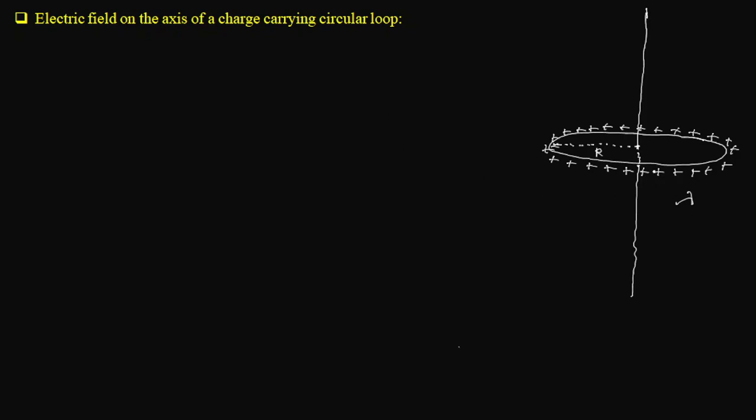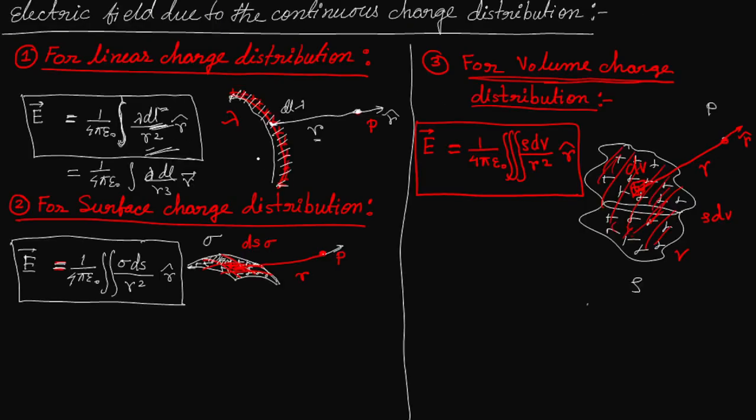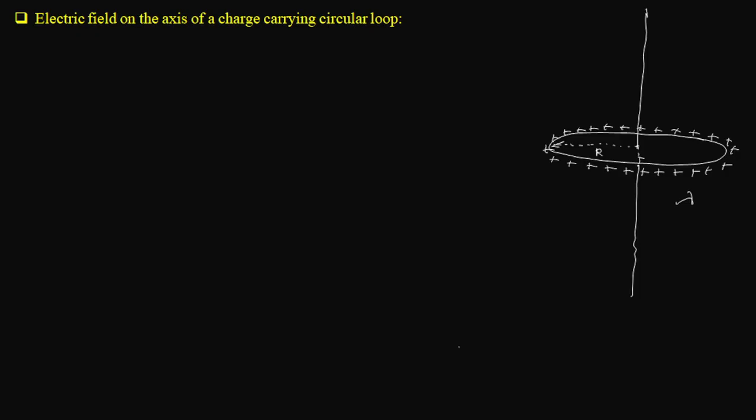Since here charge is distributed over the length, if we want to calculate electric field using this definition, first we have to consider a point over the region where charge is distributed, and then around this point we'll consider an elementary length. The next step, we have to calculate this distance r, that is the distance of the point where we want to calculate electric field from this elementary length, and then we put the value in this integration and we'll integrate over the region where the charge is distributed. So same logic we're going to use here.